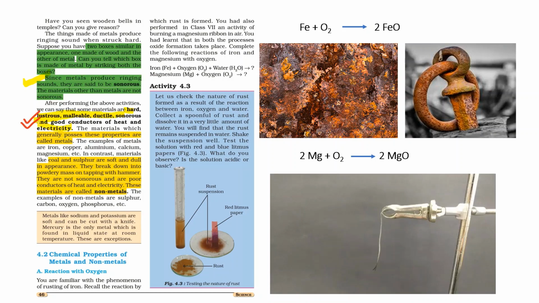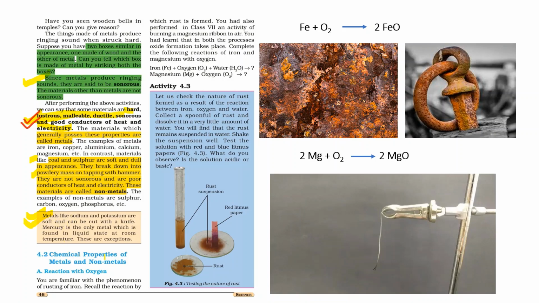These are the characteristics of metals, while non-metals, like coal and sulfur, are very soft and dull in appearance. They break down into a powdery mass on tapping with a hammer, as we saw in the earlier activities. There is a general knowledge question: metals like sodium and potassium are very soft and can be cut with a knife, while mercury is the only metal found in the liquid state at room temperature. This is a general knowledge question, so keep this in mind.